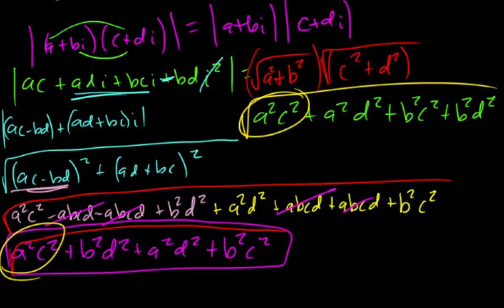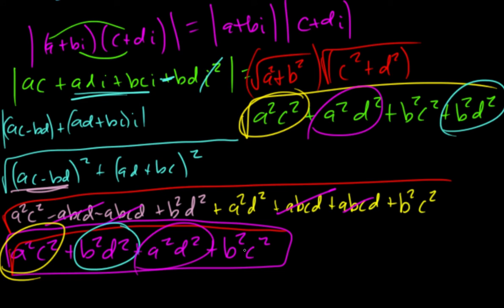I believe those are the same, so this is under square root. Okay, those are there. bd, bd, ad, ad, and bc, bc. Alright, so they are the same.